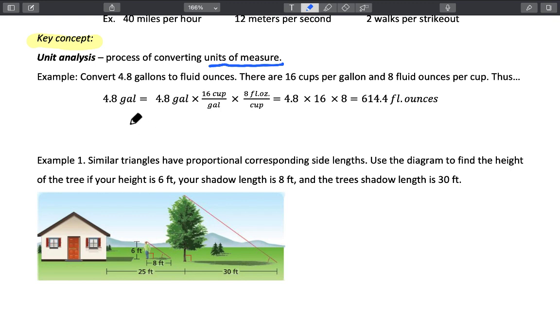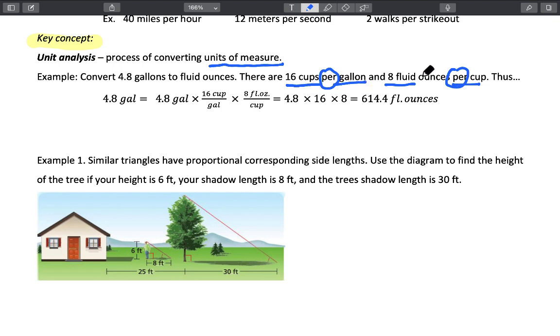All right, so here's our example. We're going to convert 4.8 gallons to fluid ounces. In other words, how many fluid ounces are there in 4.8 gallons of a liquid? Well, we know that there are 16 cups per gallon and that there are 8 fluid ounces per cup. Keep in mind the word per is going to represent division or a fraction.